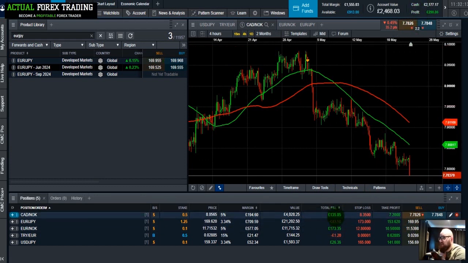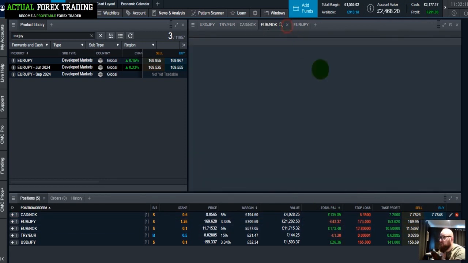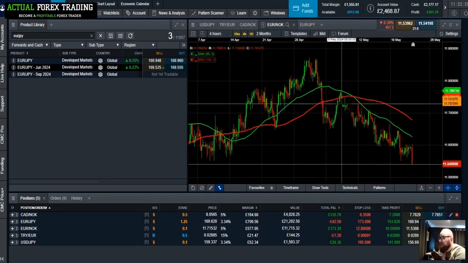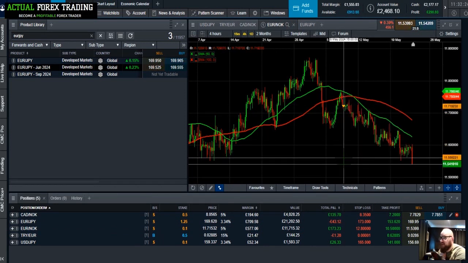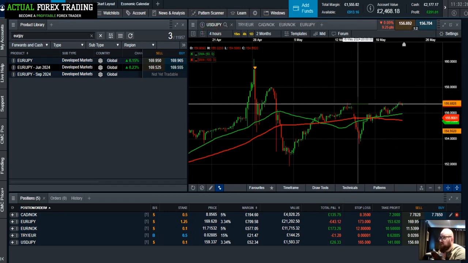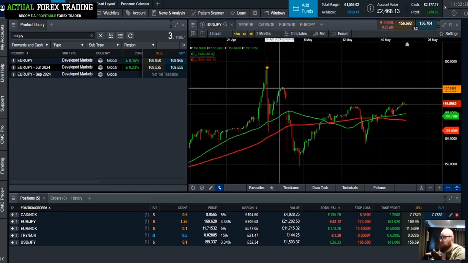I've got a euro yen position open that's struggling a bit. I've got euro Norwegian krona, which is doing well. That will be covered in another video. Price is coming down nicely. I've still got my US dollar yen position open. This was the first trade that I took.